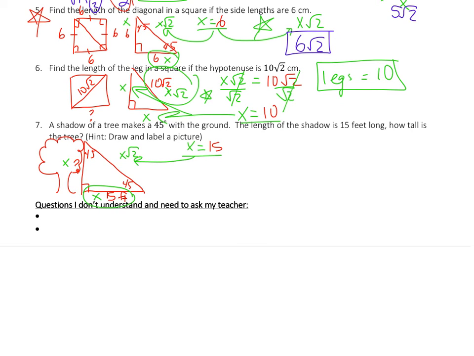So if we put that into both of those locations, that means that over here the height of the tree will be 15. The length in the air from the tip of the tree all the way down to the ground would be 15 square root 2. But they're looking for just how tall the tree is. So that would be 15 feet tall for the tree.